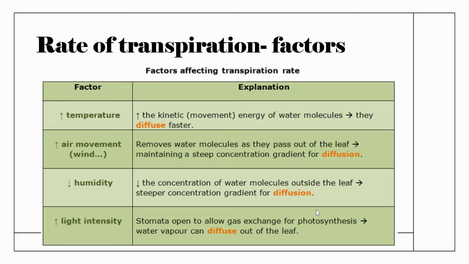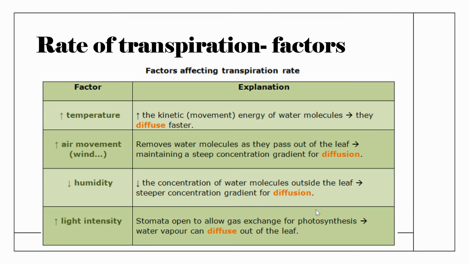So the rate of transpiration and the factors that affect it. So firstly, there are 4 main factors that affect the rate of transpiration, and those are temperature, air movement, humidity, and light intensity. So if we go on temperature, we would see that the warmer the temperature is, so higher the temperature is, the faster transpiration happens. So when it's warm, the water particles have more energy to evaporate and diffuse out of the stomata.